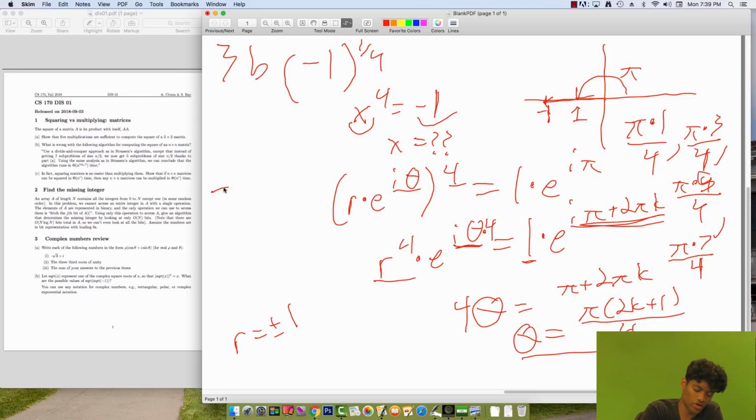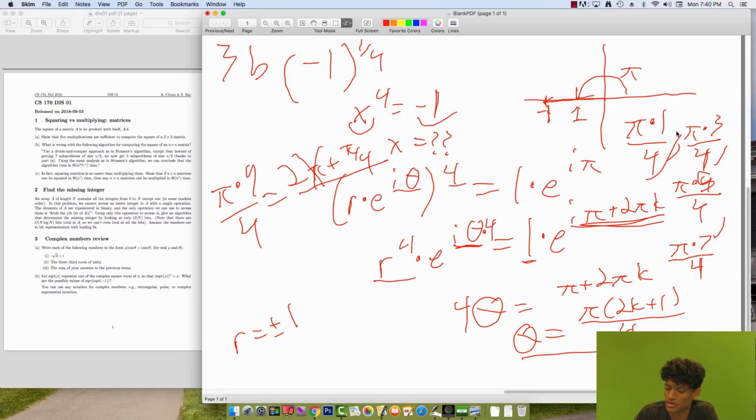Because if we go up one more number, pi times 9 over 4, you can see that this is the same thing as 2 pi plus pi over 4. And we know that adding 2 pi to an angle doesn't change anything. So this is the same thing as pi over 4, so it would be redundant. So we can see that the 4 thetas we have are pi by 4, 3 pi by 4, 5 pi by 4, and 7 pi by 4.